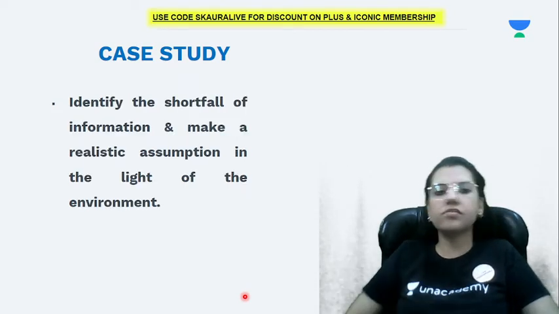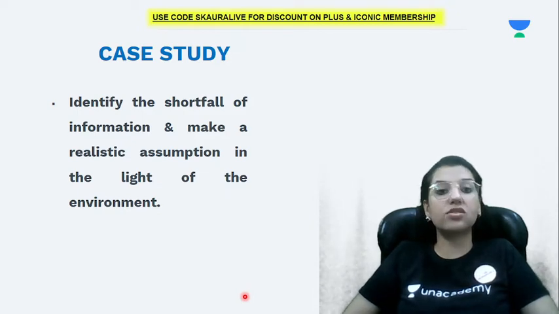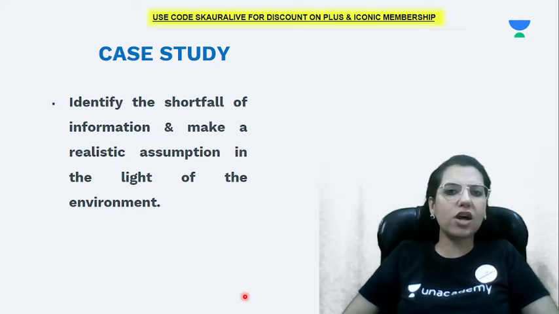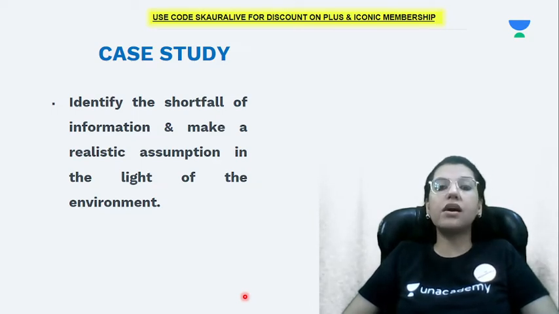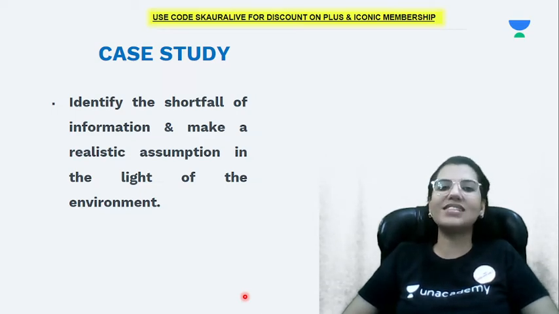Next, identify the shortfall. There is something which is lacking. Try to identify that shortfall of information. There could be a paradox somewhere. Then make a realistic assumption. Whatever assumption you're going to make, make it realistic, and if you don't make realistic assumptions, you'll never reach the right set of numbers. So just set some boundaries.